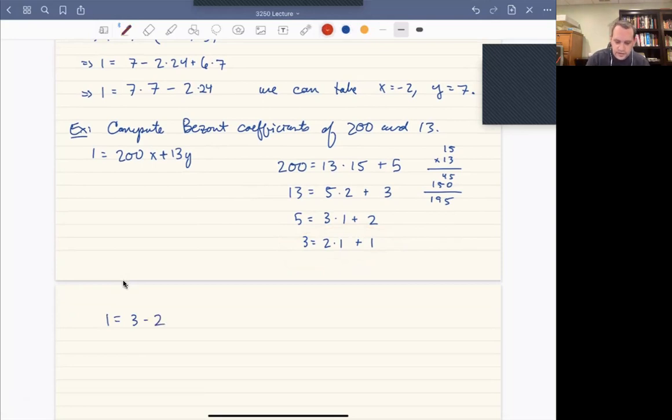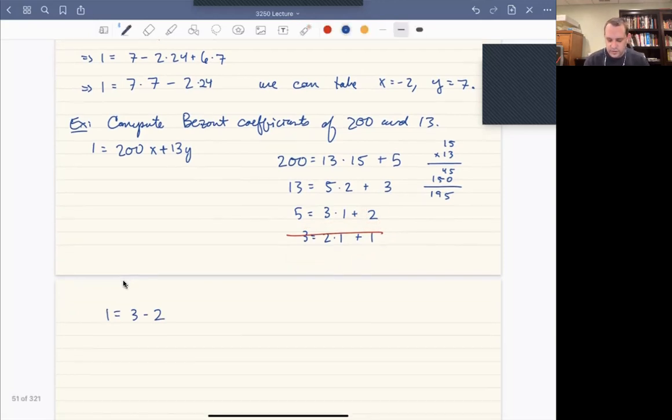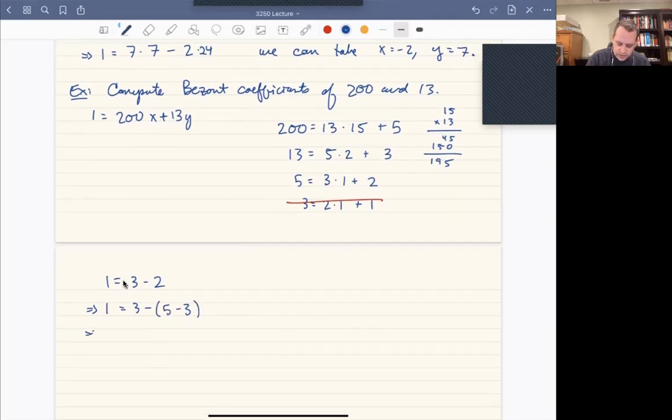Okay, and then I like to cross off the equation once we've used it. And then we're going to solve the next up equation, the one that's just above it. We're going to solve it for the remainder. So 2 is 5 minus 3. And so that means that we've written 1 is 2 times 3 minus 5. So everything is fine so far. And then we've used that equation.